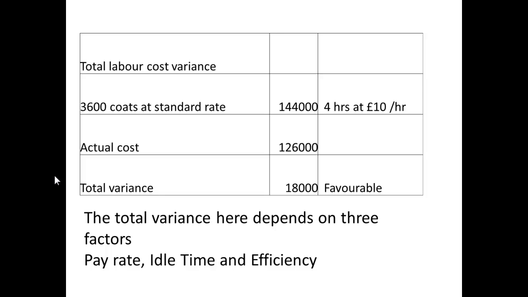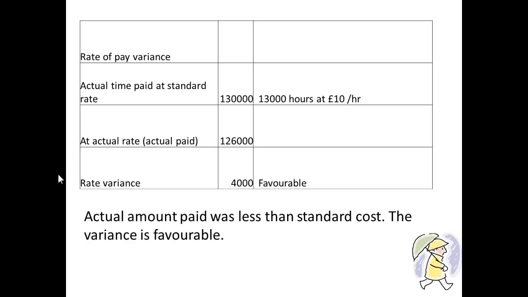So if I look at the total labour cost variance, 3,600 coats at the standard rate, that is, working 4 hours per coat at £10 an hour, should have cost 144,000, but the actual cost was 126,000. My variance then is 18,000. And it is favourable. It's favourable obviously because the actual cost was less than the standard rate. And I'm looking at three things which could have caused that. My pay rate may not have been the same, there may have been idle time, and of course if we worked less hours that would mean that we were more efficient.